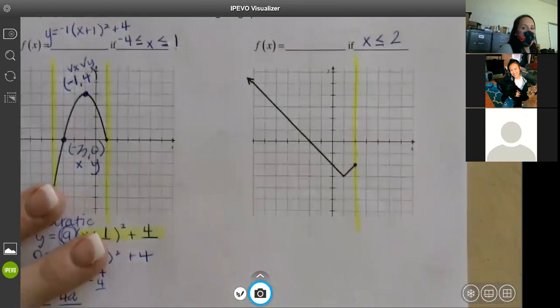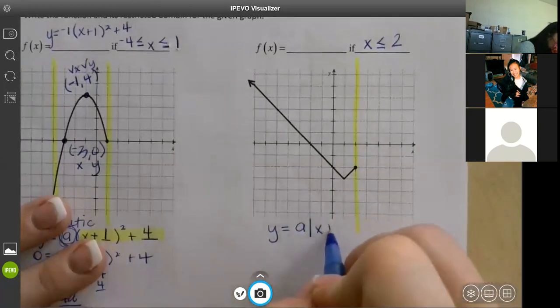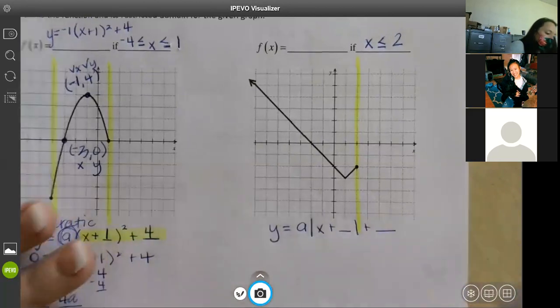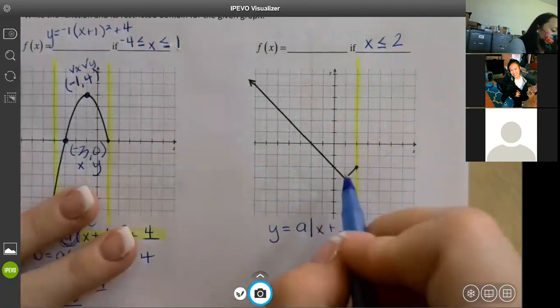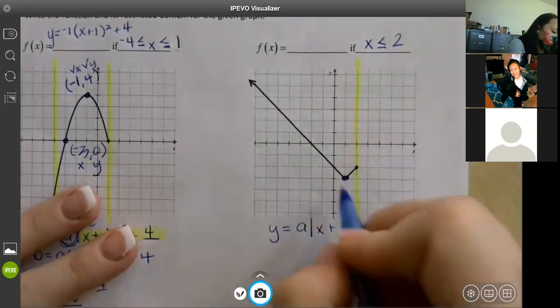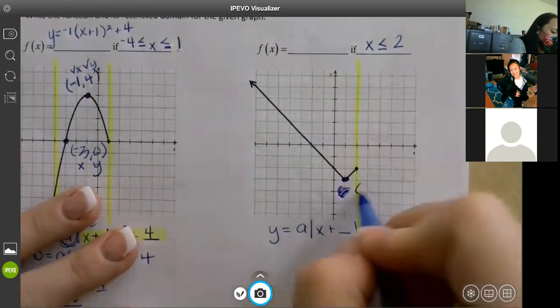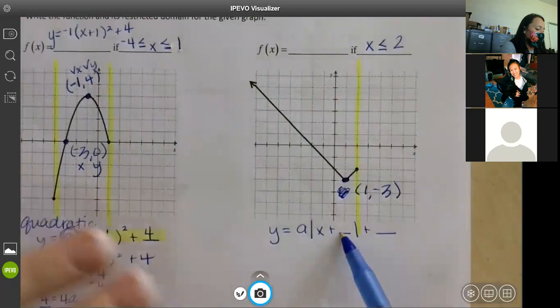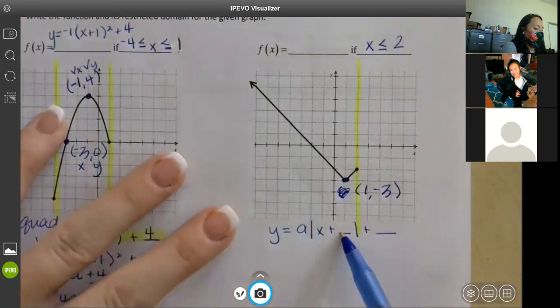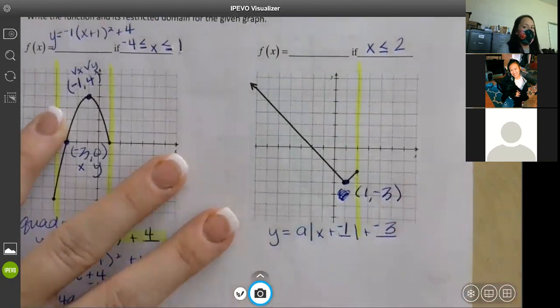All right, so absolute value looks like this. How did I know it was an absolute value? It's a V shape. We started just like the quadratic, but this one's easier because I don't have to do a bunch of work on it. Okay. What's your vertex point? Right, 1, -3. What happens when I put this 1 into the equation? What do I have to do to this 1 when I put it in the equation? Change the sign. Always change that x. Leave the end the same.